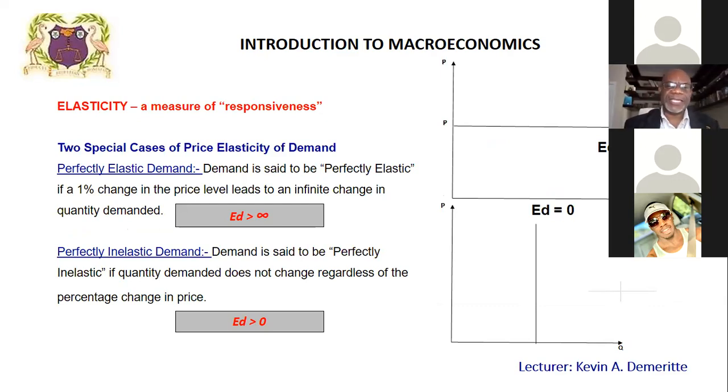And lastly, there are two special cases that we want to just touch on very, very briefly. Two special cases of price elasticity of demand. The first is a perfectly elastic demand. Demand is said to be perfectly elastic if a 1% change in the price level leads to an infinite change in quantity demanded. You raise your price by even the smallest amount. You don't just lose some customers, you lose every last single one. Your business goes from plenty to zero.